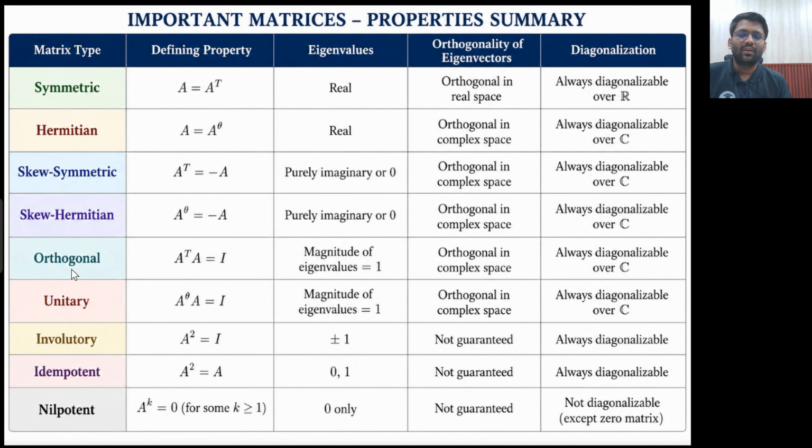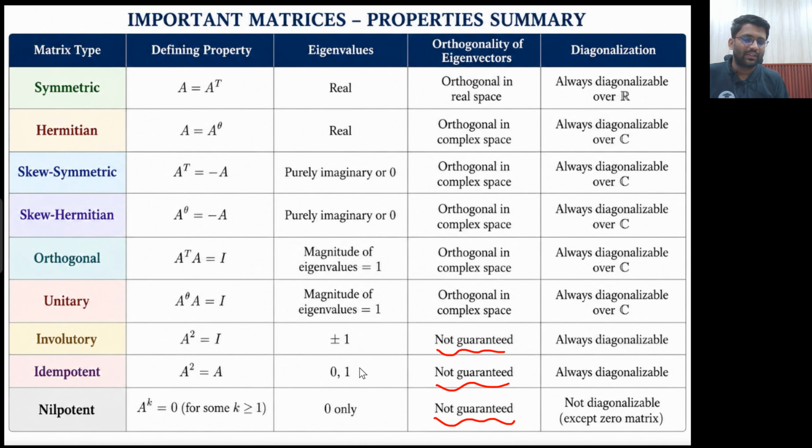What about orthogonal? Orthogonal means the magnitude will be 1. Same goes for unitary as well. They are orthogonal in complex space. They are always diagonalizable as well. What will be orthogonal? Eigenvectors will be orthogonal, with respect to different eigenvalues. Now what about involutory? Orthogonality is not guaranteed. We cannot comment about orthogonality.